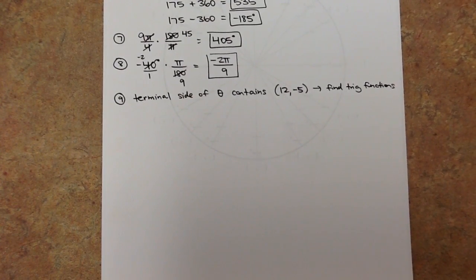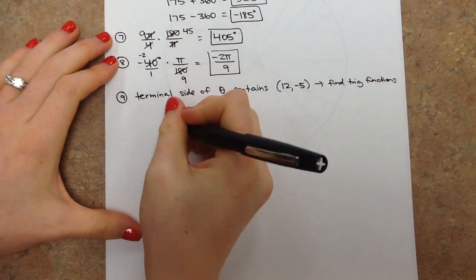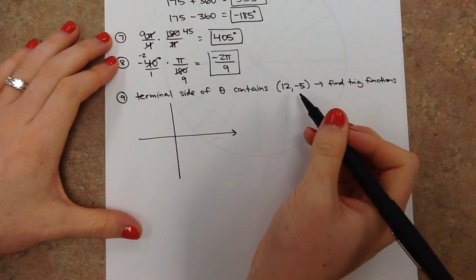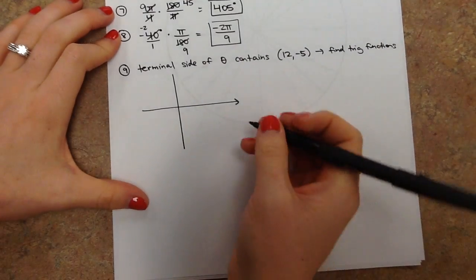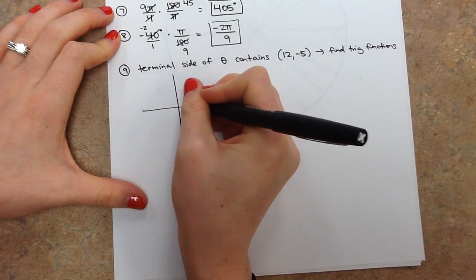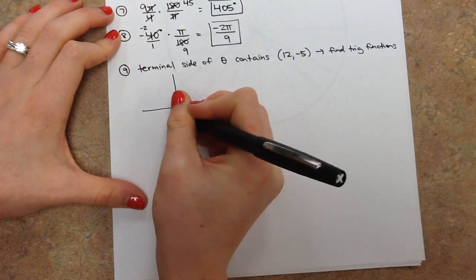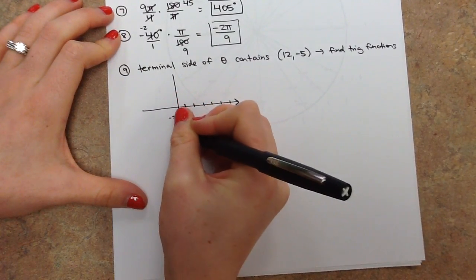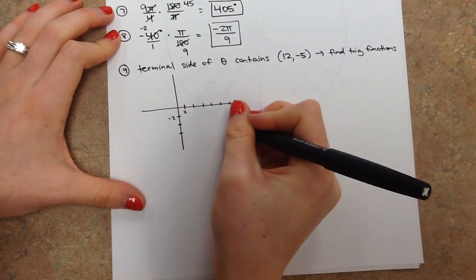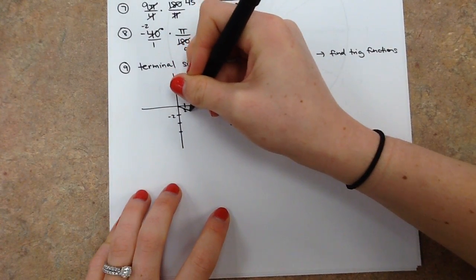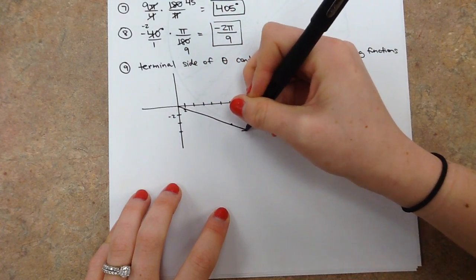So sketch it out. We're going to plot exactly where this side is. Remember, our initial side is always going to be right here. Then plot this point, and we can connect the terminal side through it. So 12, negative 5: if we go by 2, 4, 6, 8, 10, 12, and then negative 2, 4, 6, 12, negative 5 is like right there. And then we can connect the terminal side going from the origin through that point.